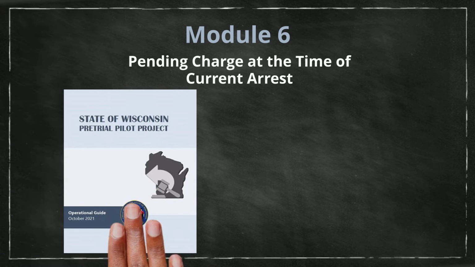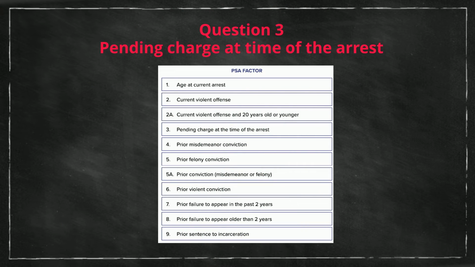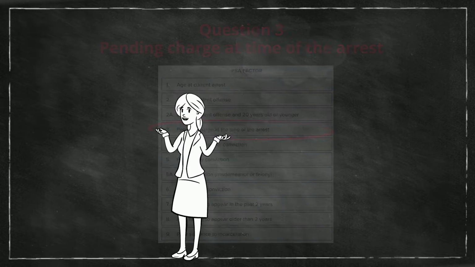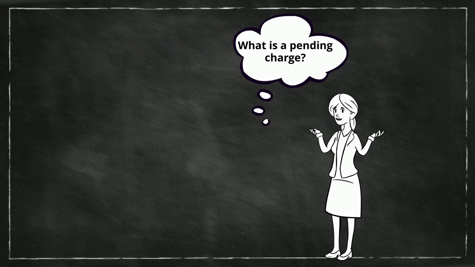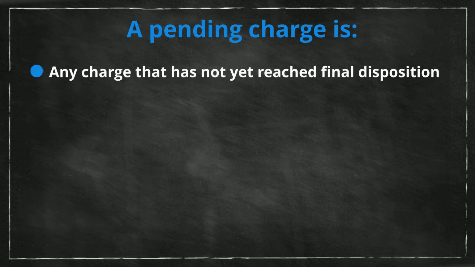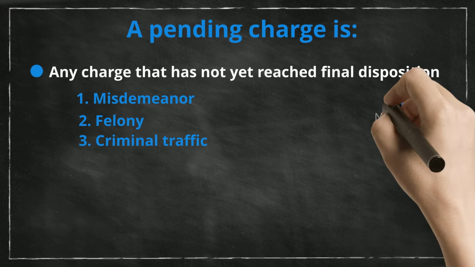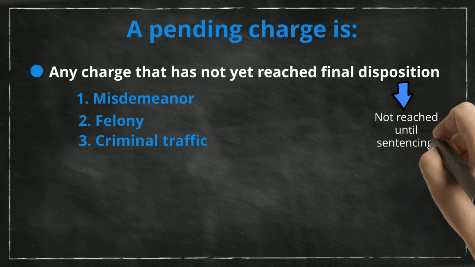Grab your operational guide and open it to page 11. Question 3 of the PSA asks if there is a pending charge at the time of the arrest. You may ask, what is a pending charge? A pending charge is any charge that has not yet reached final disposition. A pending charge for PSA calculation is a misdemeanor, felony, or criminal traffic charge. Final disposition is not reached until sentencing, acquittal, or dismissal.